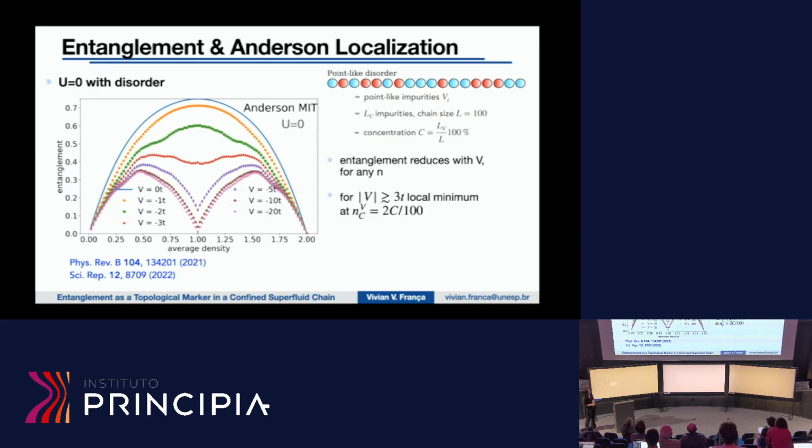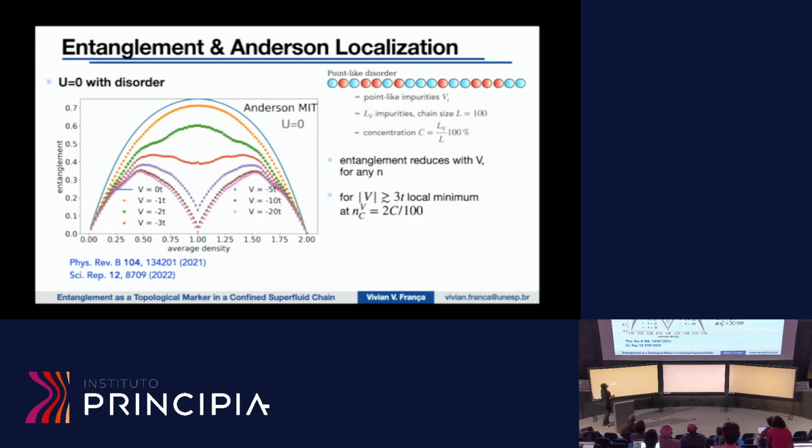And of course here you cannot see clearly, but the position where this minima appears is related to the concentration of the system. So that's why it occurs here, coincidentally, at n equal to 1, because we have 50% of impurities in this particular case. But if I change the concentration of impurities, the position of this minima will also change.